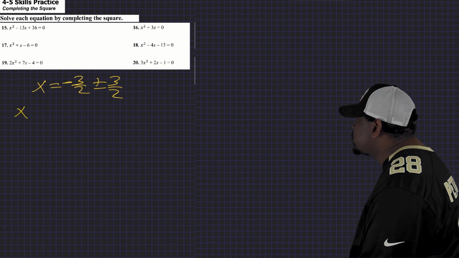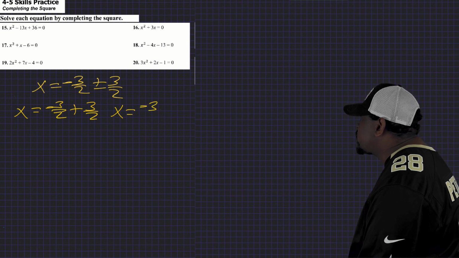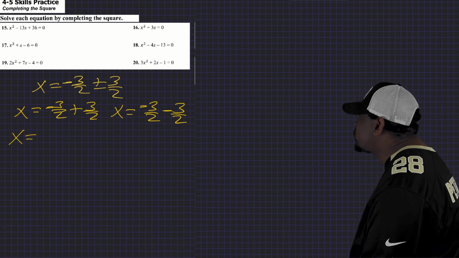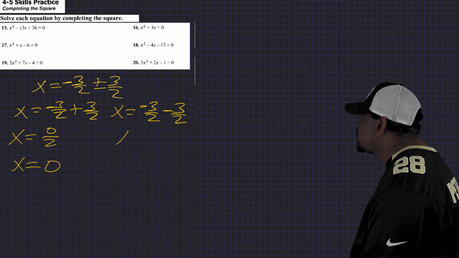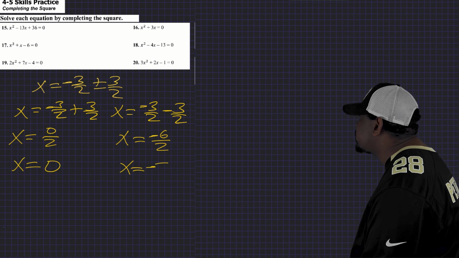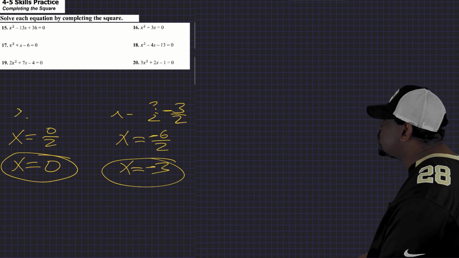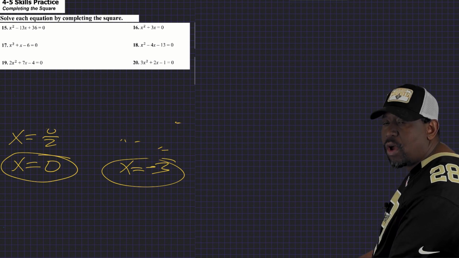This will give us x equals negative 3 halves plus 3 halves. That's your first equation. And x will be negative 3 halves minus 3 halves. Now, negative 3 halves plus 3 halves is 0, so the first value of x is 0 over 2, which is 0. That's one solution. And then here, negative 3 halves minus 3 halves is negative 6 over 2, which is equal to negative 3. So your values for x are 0 and negative 3. So you circle it to indicate you're finished with the problem.